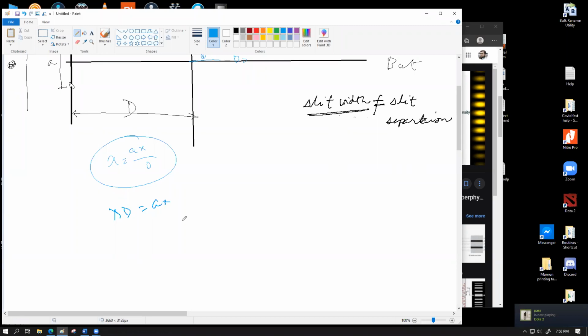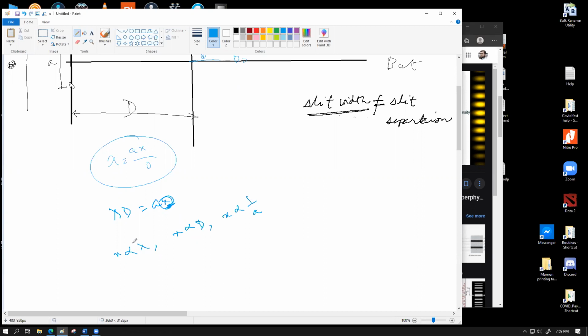So typically, the way we deal with this is that we are more interested in how this x, the pattern that we can see on the screen, is affected by all these variables. So if I try to get these proportionalities, I can write that x is proportional to lambda, x is proportional to d, and x is inversely proportional to a.